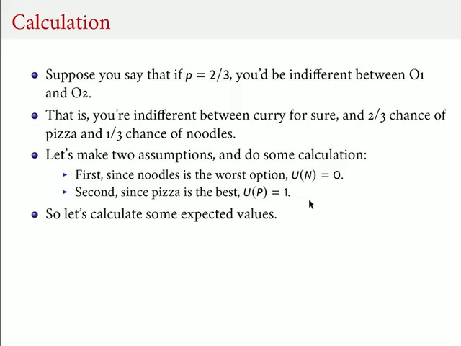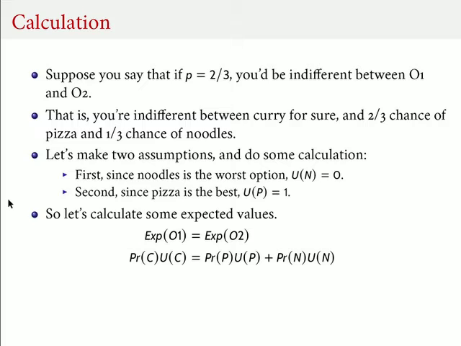And now we can calculate some expected values, or more precisely expected utility. So what we're assuming is that the expected value of getting the first option, which is curry for sure, is the same as the expected value of a gamble, where you have a 2/3 chance of pizza and a 1/3 chance of noodles, okay? Because we're assuming that you're indifferent between those two options. So that means that their expected utility is the same.